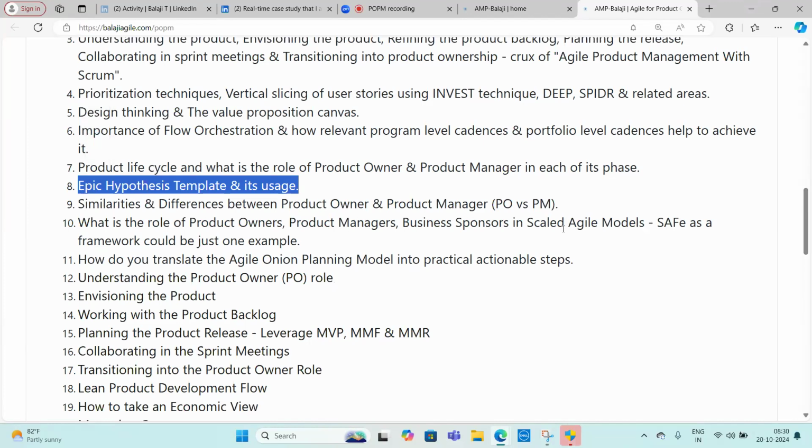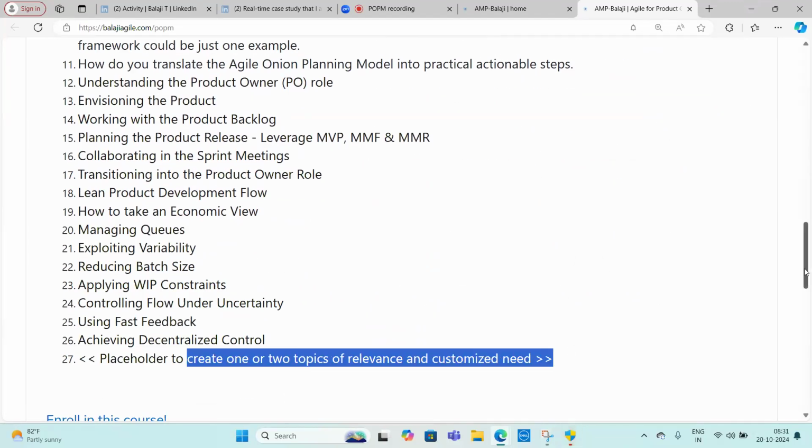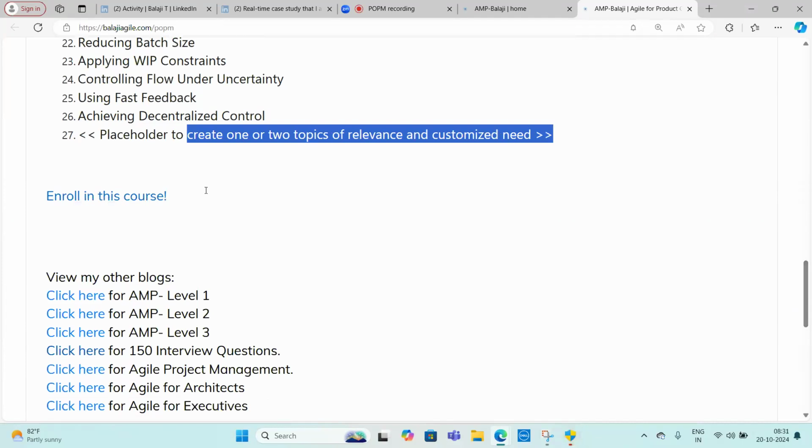Of course, some of the concepts I have picked up from SAFe, but I have not copied it from SAFe. I have co-created it by factoring in feedback from so many industry experts. So here I have created a lesson plan, and of course I can customize it to some extent. I have put a placeholder to add one or two topics of relevance and customized need.